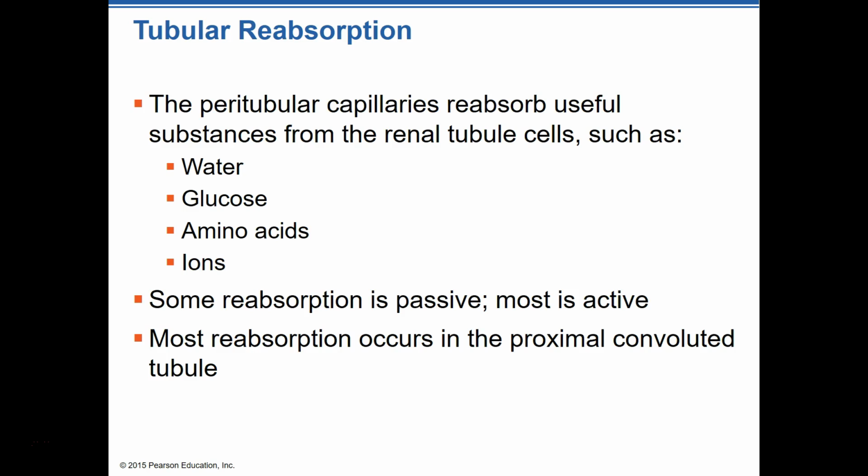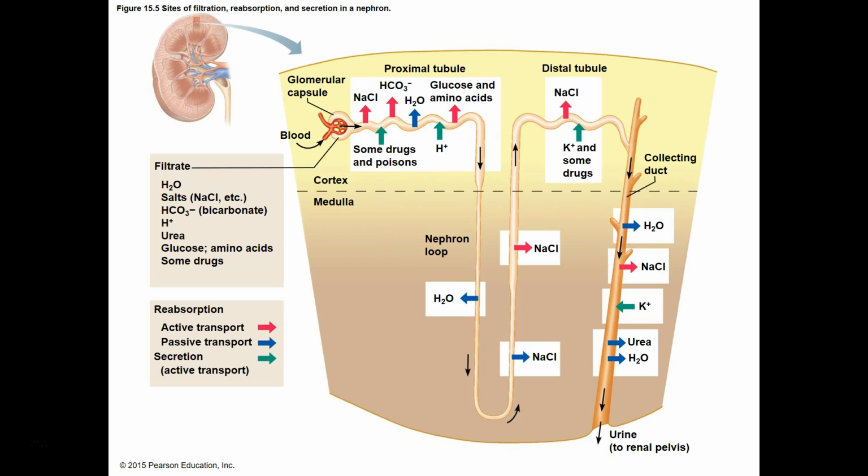Some of the reabsorption that goes on there is passive. A lot of it is active. You remember the sodium-potassium pumps? A lot of it going on there may be actually pumping things against the grain, meaning pumping more out or more in, against the normal concentration. Most of the reabsorption occurs in the proximal convoluted tubule. So most of that reabsorption occurs in the proximal tubule, the one on the other side of the loop of Henle. So that's where a lot of that happens.